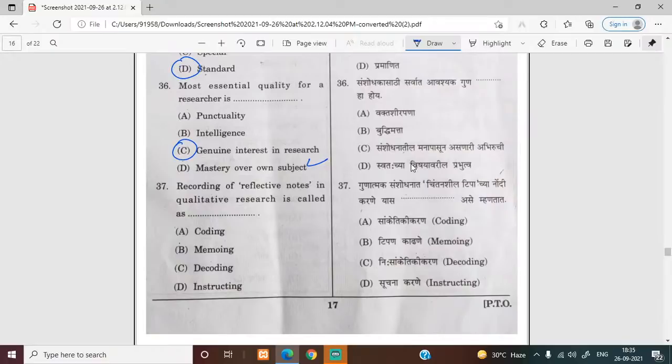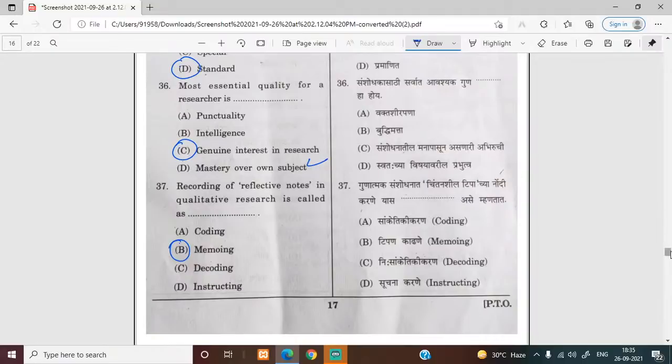Okay. Next question: recording of reflective notes in qualitative research is called coding, memoing, decoding, or instructing. The right answer is memoing. Option B is the right answer. It is the act of recording reflective notes about what the researcher is learning from the data. These memos add to the credibility and trustworthiness of qualitative research. Right answer is B to question number 37.